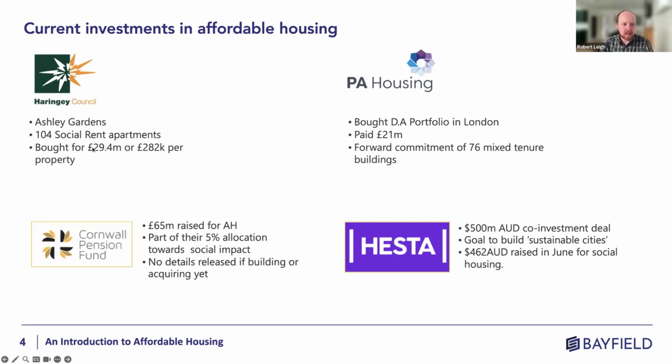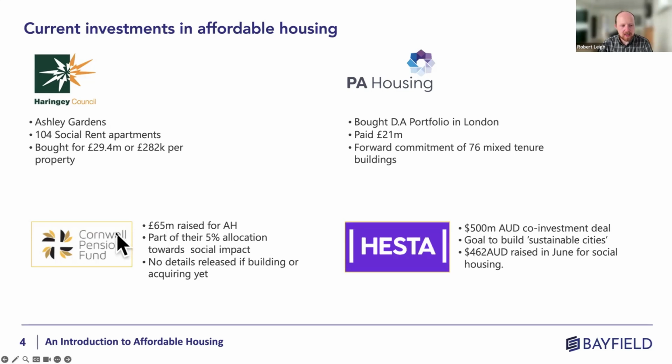So if we look, we can see that the Haringey Council was doing social rent apartments, I believe in London. So they were buying them at 282,000 per property. It's unclear exactly how far through the development of them they are, but they paid 29.4 million for them. PA Housing, more for profit here, paid 21 million, but again, these were for affordable mixed tenure buildings in London.